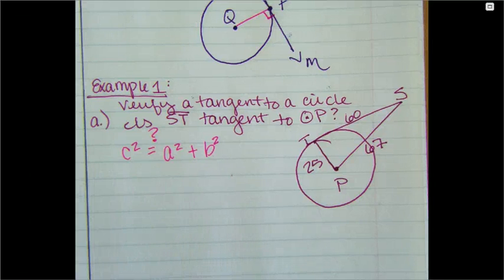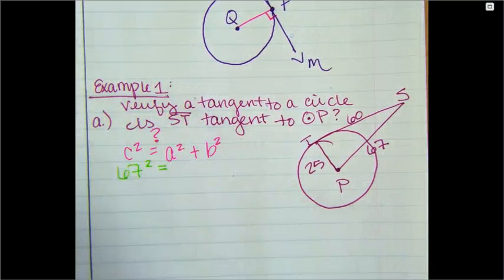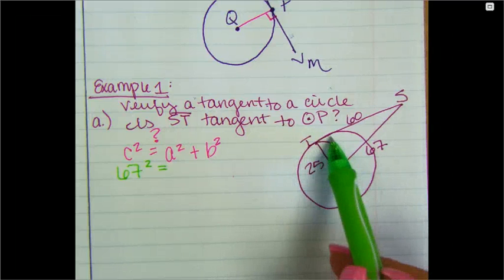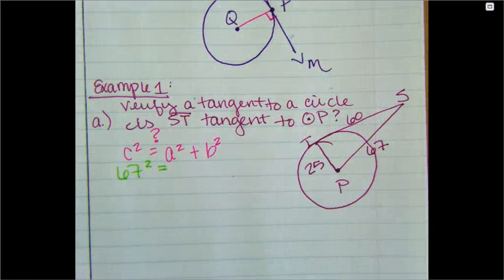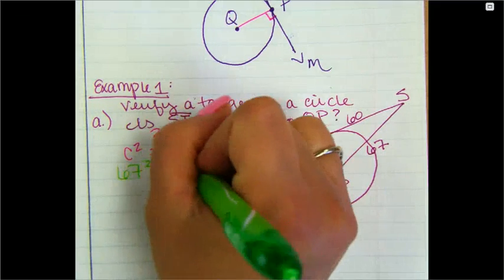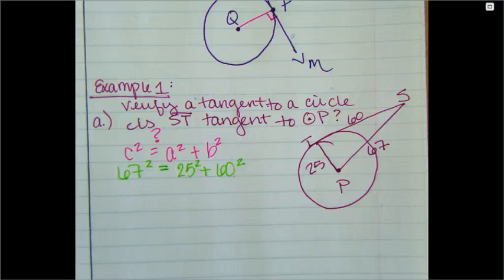Alright, so what's considered your C? 67, because I said, where do you want the point of tangency? Or where do you want the right angle? At the point of tangency, which is T. So that technically would be my right angle, right? So my hypotenuse is going to be over here, which is 67. It's also the bigger side. Equals what's your A? 60, and what's your B? 25, or either way. I did it backwards, but it doesn't matter.